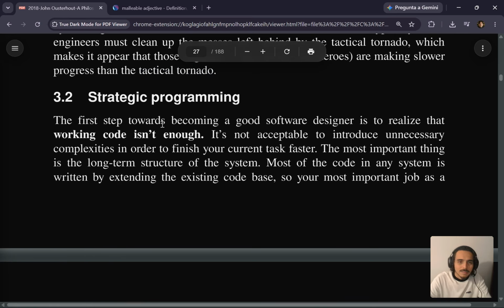Strategic programming. The first step towards becoming a good software designer is to realize that working code is not enough. Working code is not enough, guys. Remember this. It's not acceptable to introduce unnecessary complexities in order to finish your current task faster. The most important thing is the long term structure of the system.